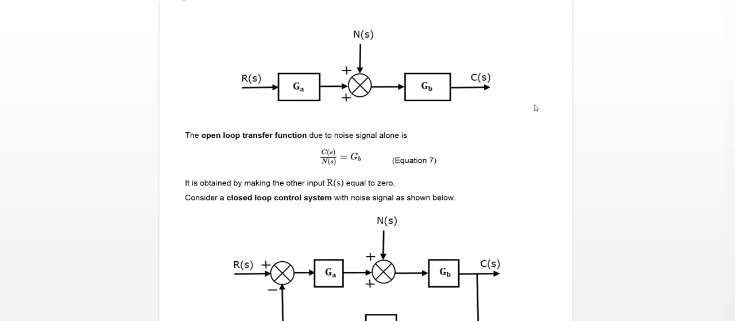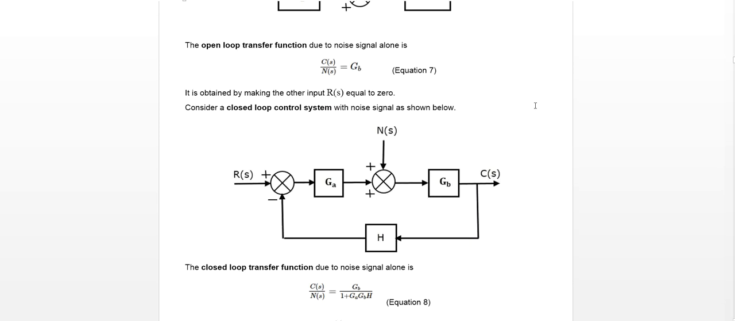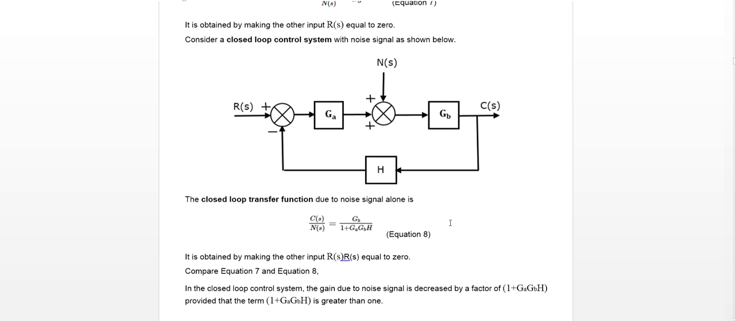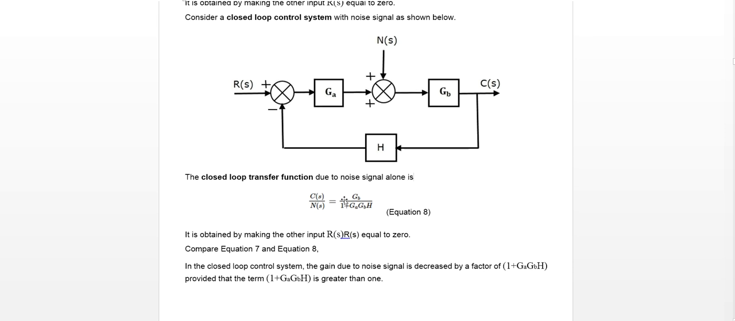So but if it is a closed loop control system, here we have the same scenario but it has a feedback, so the noise is entering. The closed loop transfer function becomes CS over NS, which is equal to G sub B divided by 1 plus G sub A times G sub B times H. So it is obtained by making the other input RS equal to 0.